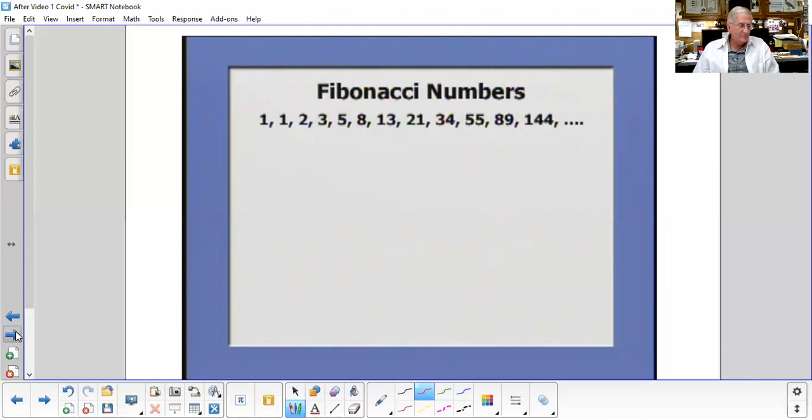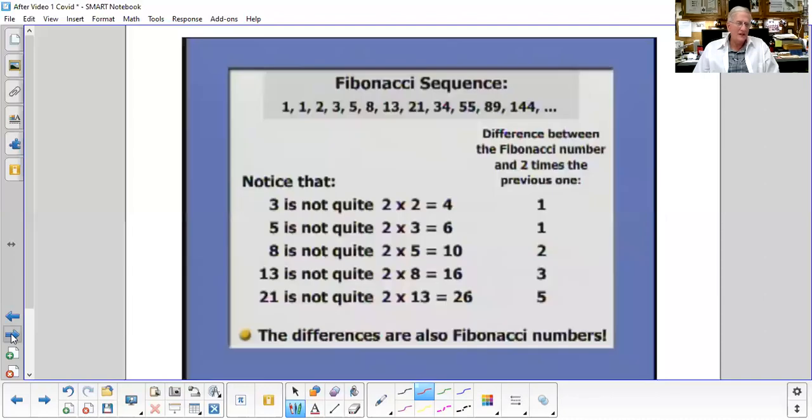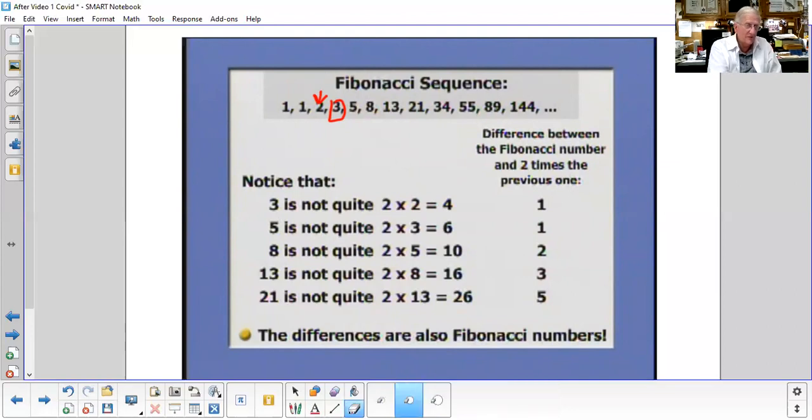Okay, now, what else can we discover about the Fibonacci series? Well, look, if you look at the number 3, it's not quite 2 times 2, the number before it, right? So in other words, if I go to the number 3 here and I look at the number right before it, 2, if I double 2, I get 4. If I subtract 3 from 4, I'm off by 1, right?